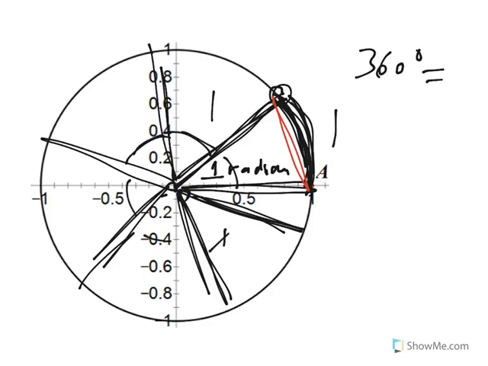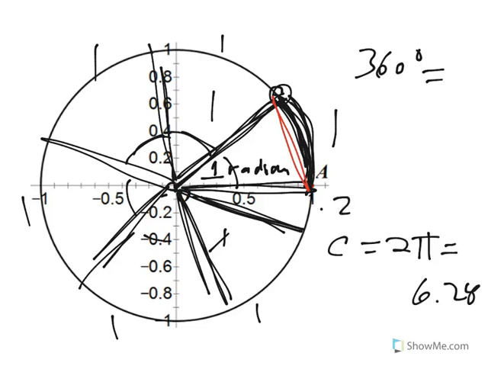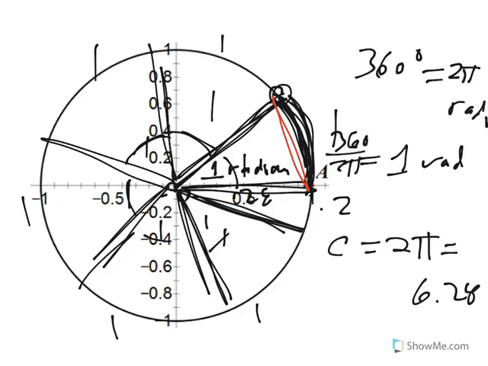How much exactly? The circumference of a circle is 2 pi, which is about 6.28. So these are all 1 radian angles, and this last piece is 0.28. So we can say 360 degrees is equal to 2 pi radians. If you divide both sides by 2 pi, you get 1 radian is equal to 360 over 2 pi degrees, which can be turned into 180 over pi, which is around 57.2 degrees. And that's how you convert.